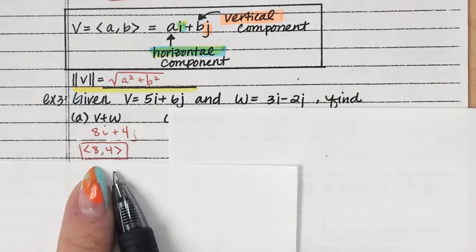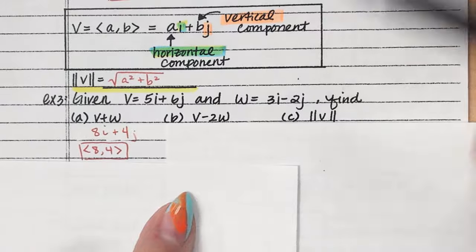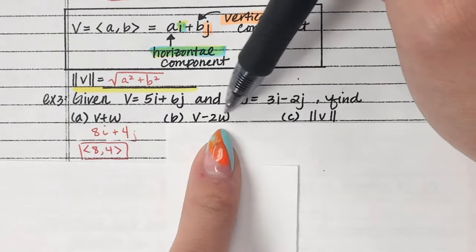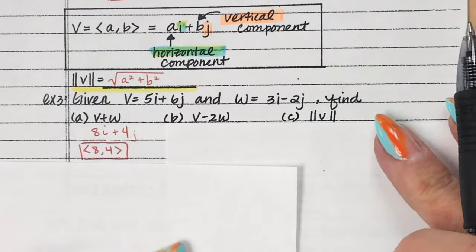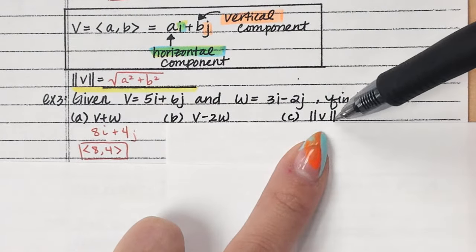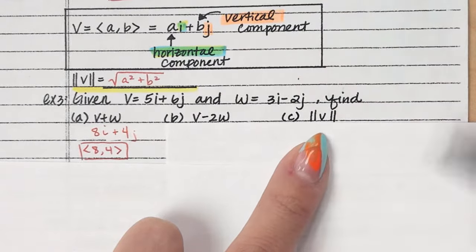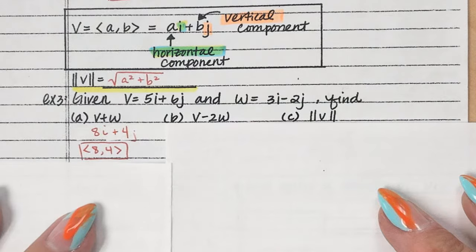I feel like I'm saying that wrong. I don't remember what they're called. I'm sorry. Okay, so then can you guys do this one? Try B. Use a pencil. Try B. Do it. And then also for C, go ahead and find the magnitude of V. Okay, so give that a try, and then we're going to check our answers.